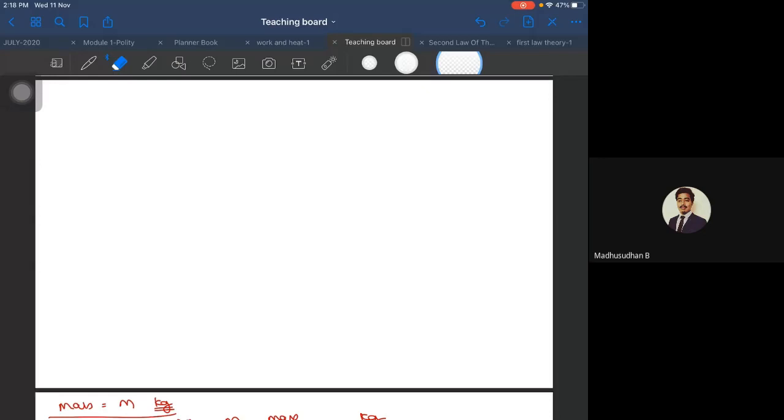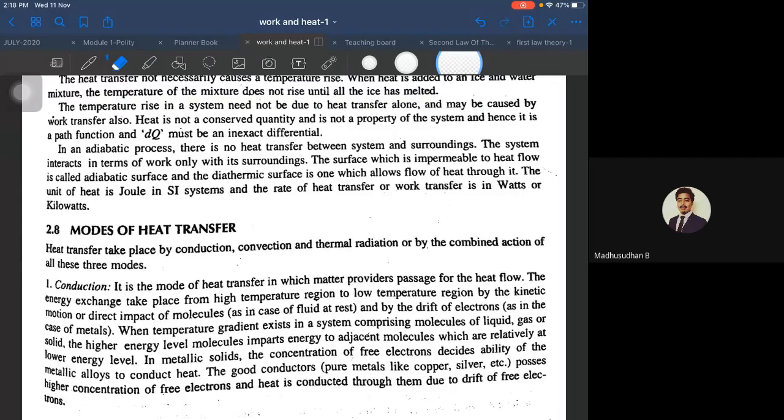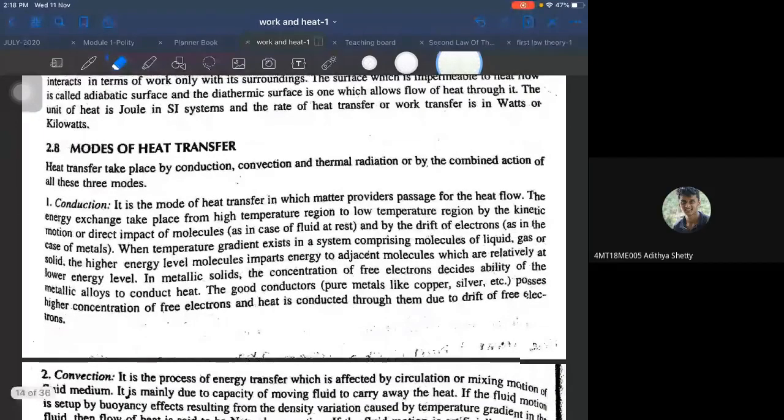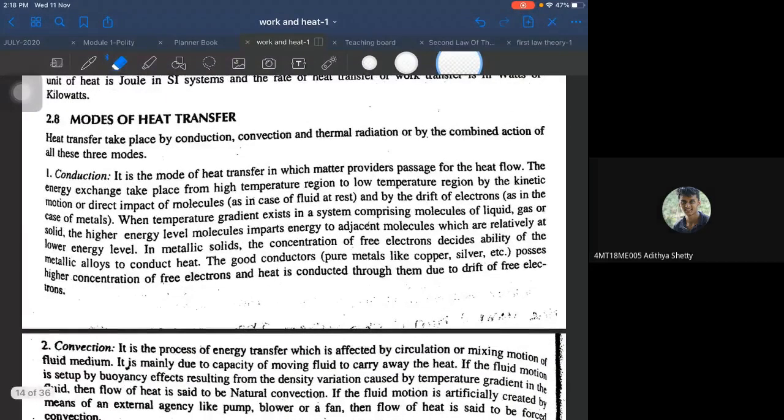Okay, where was I then? Sir, radiation does not take place in a medium, sir. Even it can take place in a vacuum also. A medium is not necessary for the radiation heat transfer.